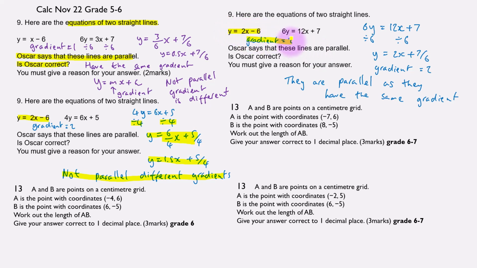This gradient is 2 here for this line. That's in the form y equals mx plus c. Let's make this in the form of y equals mx plus c. So we divide by 6. We can see this has a gradient of 2 now. So they are parallel as they have the same gradient, which is your reason for your answer. And you see that's another 2 marks, an easy 2 marks. And you can definitely do this. Well done.